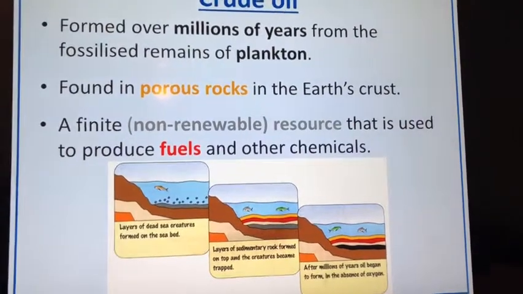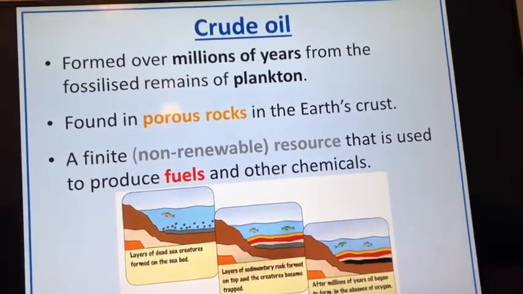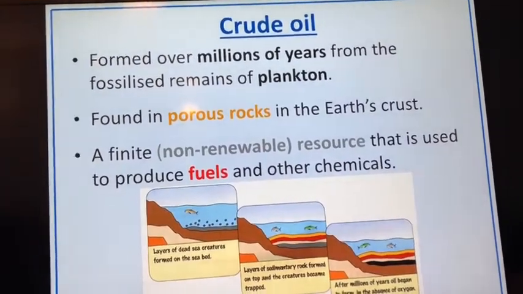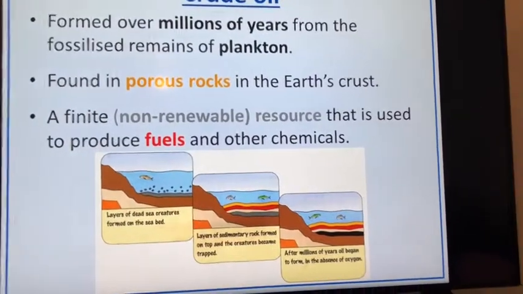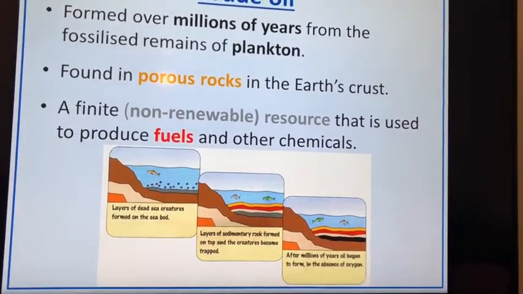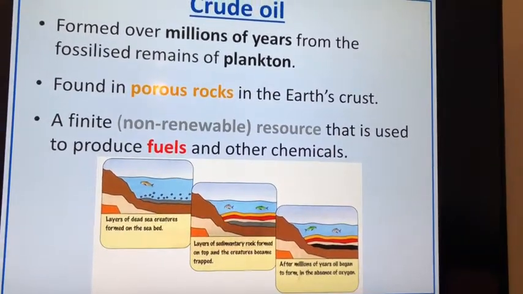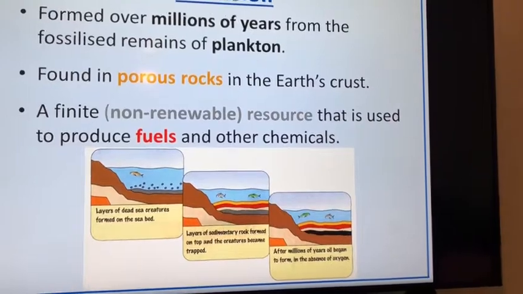They are finite, so they are non-renewable, which means they will run out, and they're also very useful as fuels. As you can see from this diagram, the plankton and the marine animals sink to the bottom of the sea over millions of years. Layers of sediment build up on top, with a lot of pressure and heat, and over the millions of years, eventually the oil will be formed under the seabed.